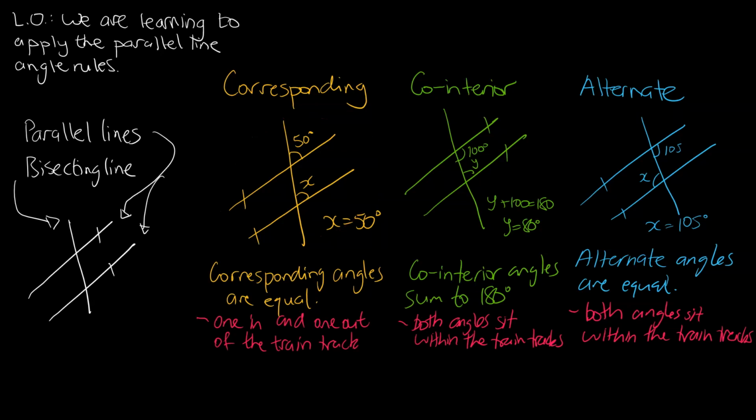And I guess it's a bit more difficult. Well, how do you differentiate between alternate and co-interior angles? They both sit within the train tracks. Well, co-interior angles, if you have a look, they are on the same side. So those are both on the right-hand side of that bisecting line. Whereas alternate angles, you've got one on the left and one on the right. So they're on alternate sides of the bisecting line. And so that's the other factor I use to distinguish between the two. So same side of the bisecting line.